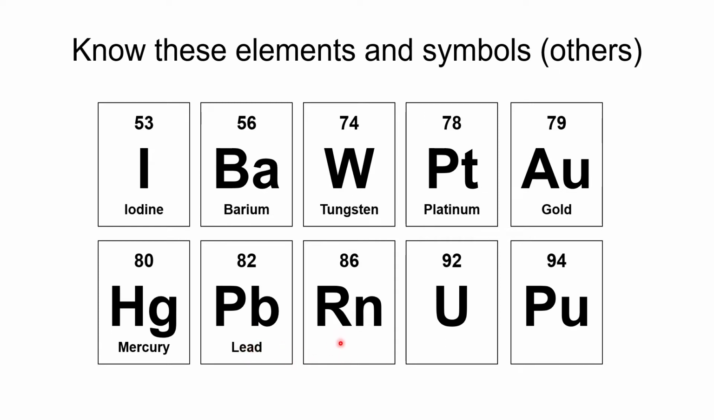Rn is a radioactive gas that we call radon, and it turns out to have some important health issues. And then these last two, this one is uranium and plutonium. So uranium and plutonium. And those are both radioactive materials that are used in nuclear power.